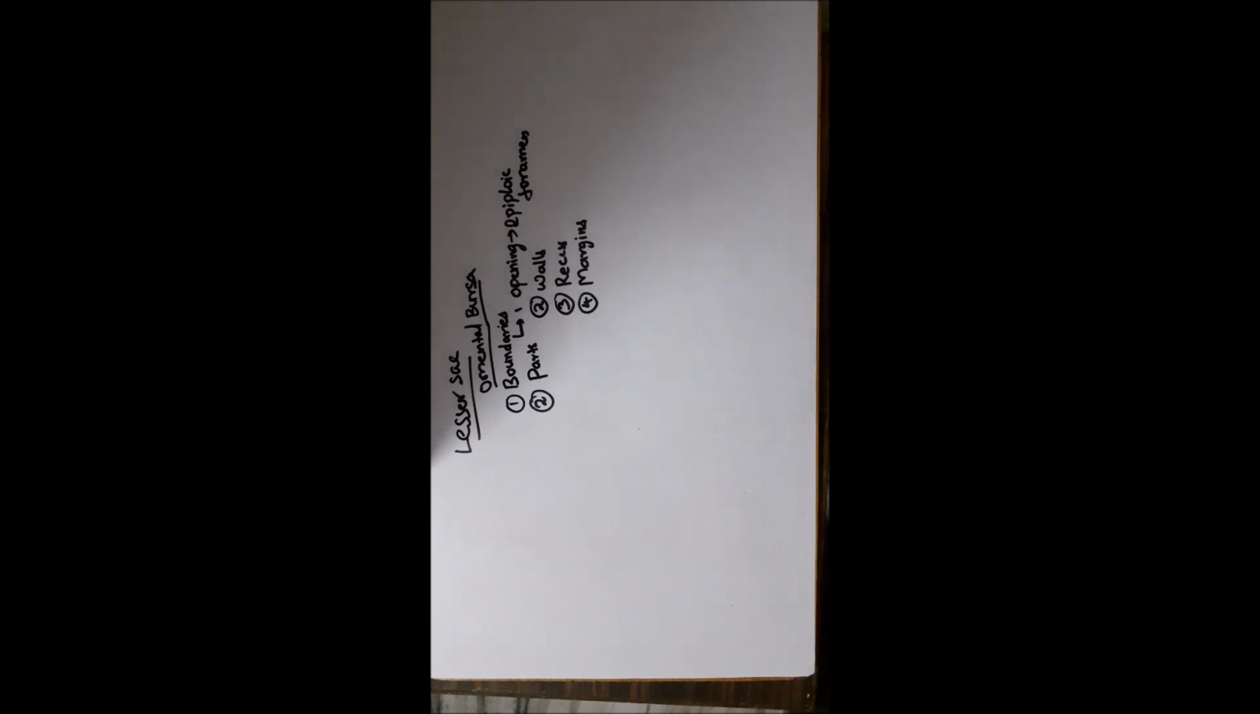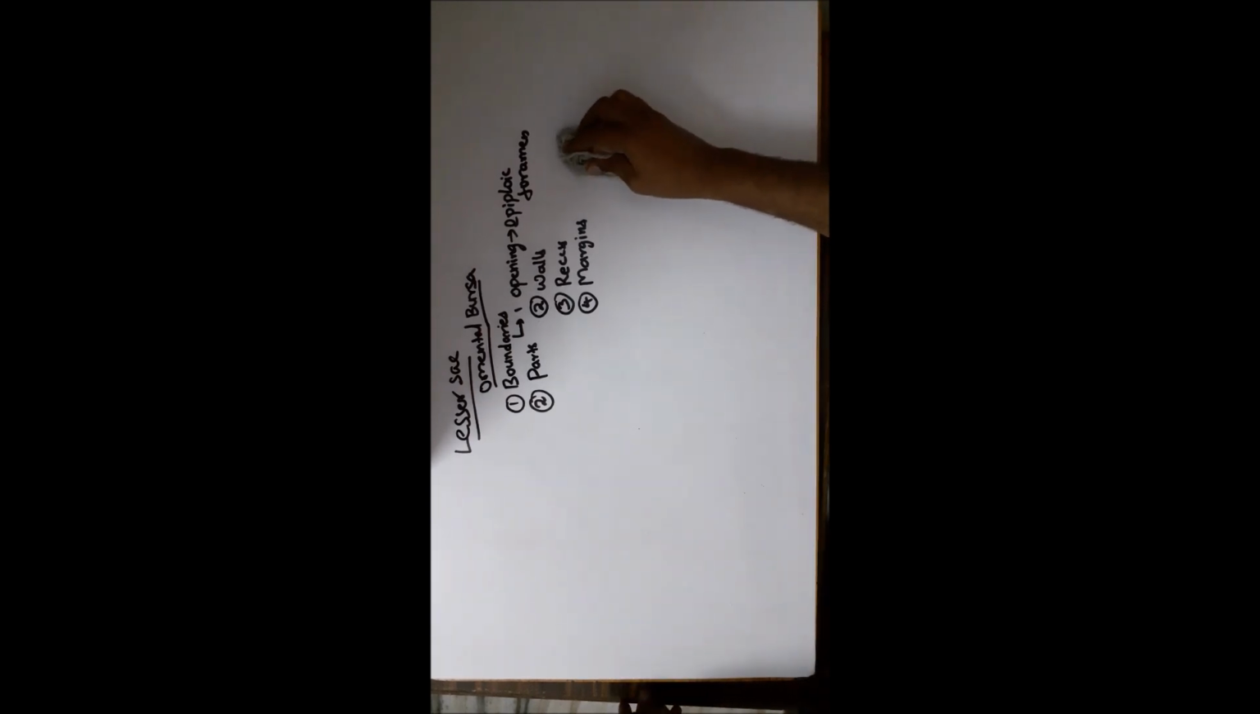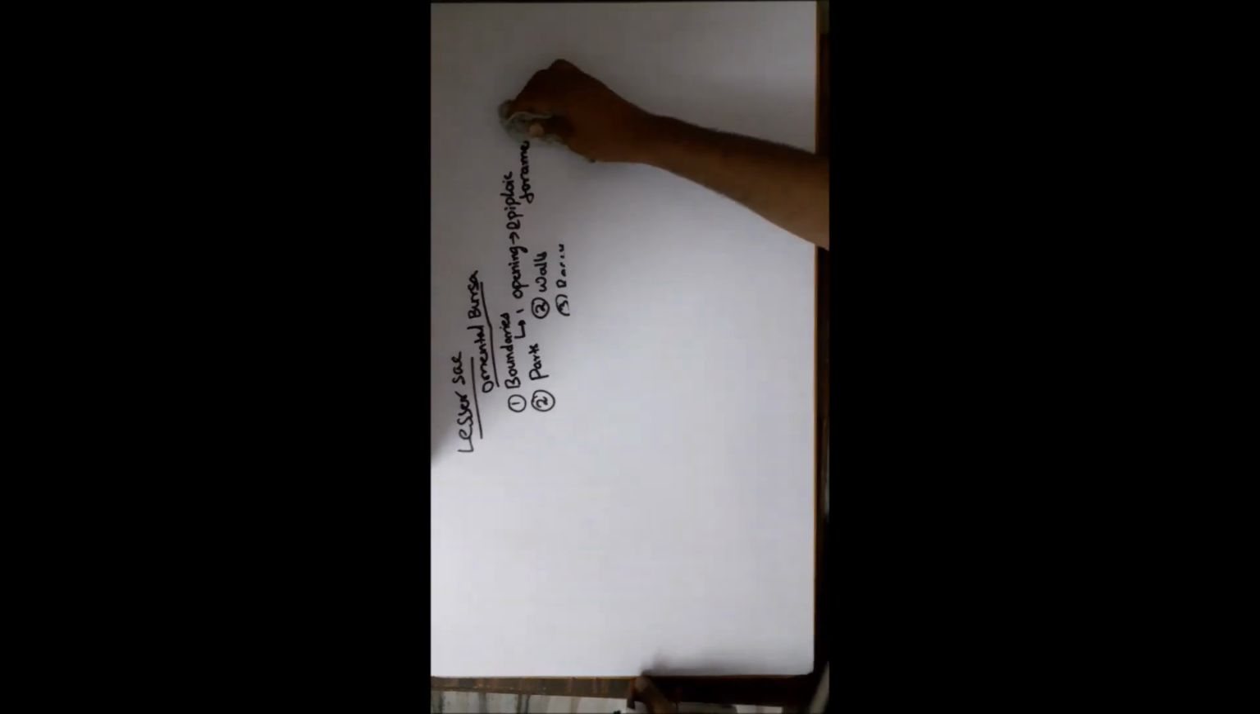So the lesser sac is nothing but a recess of the peritoneum which is behind the stomach and the omentum, that is the lesser omentum. So for this we'll be seeing different diagrams.